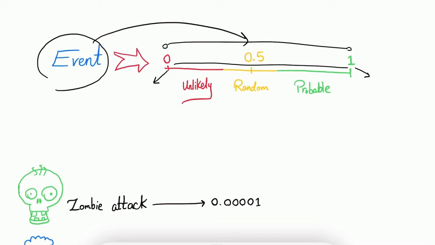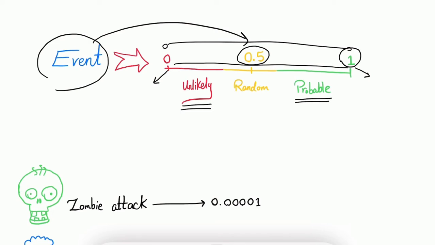If a probability assigned to an event is close to 0, it means that that event is unlikely to happen. If the number of the probability is somewhere near 0.5, it means that that event is nearly random. It may happen and it may not happen, and we're not entirely sure if it will happen or if it will not. And if our probability is close to 1, it means that that event is very likely or very probable to happen.